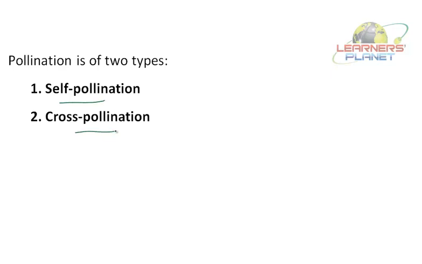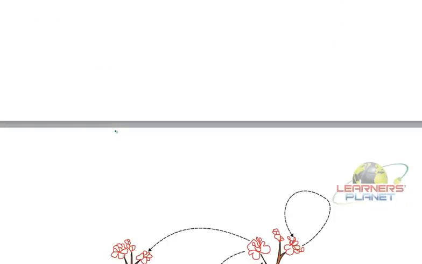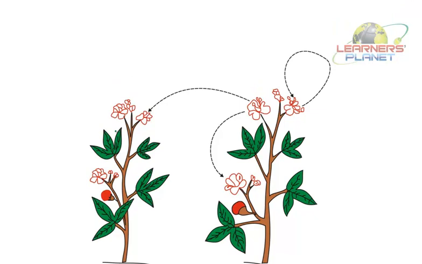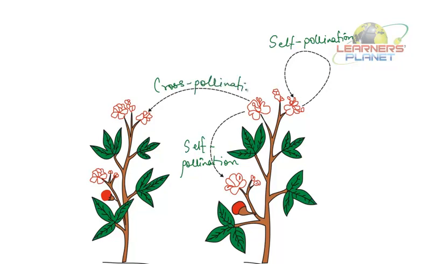When the pollen grains from the anther of a flower are transferred to the stigma of the same flower, let us see. First let us see this beautiful diagram. Let us understand the meaning of this. Yes, here you can see the two arrows. This is termed self-pollination. This is also self-pollination. I'll explain why this is termed self-pollination and this is cross-pollination. What is the difference between the two?